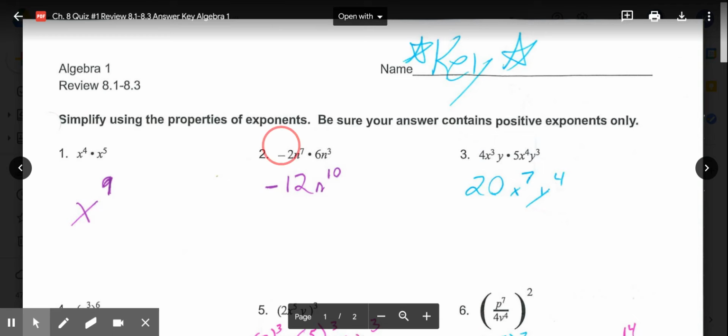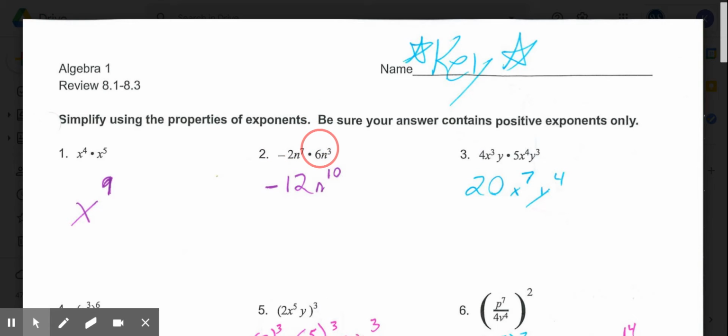In 2, we have a coefficient out in front of both terms. So we need to take the negative 2 times 6, which gives us a negative 12 in front, and then n to the 7th times n to the 3rd, add the powers, gives us n to the 10th.